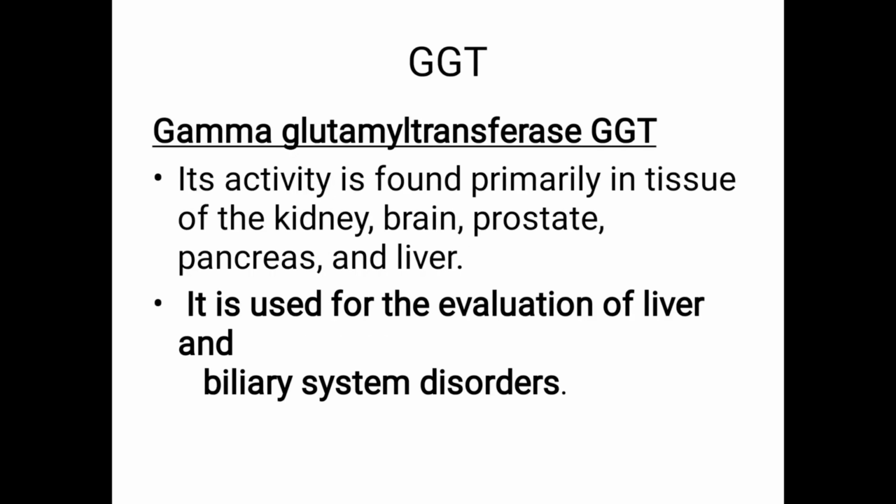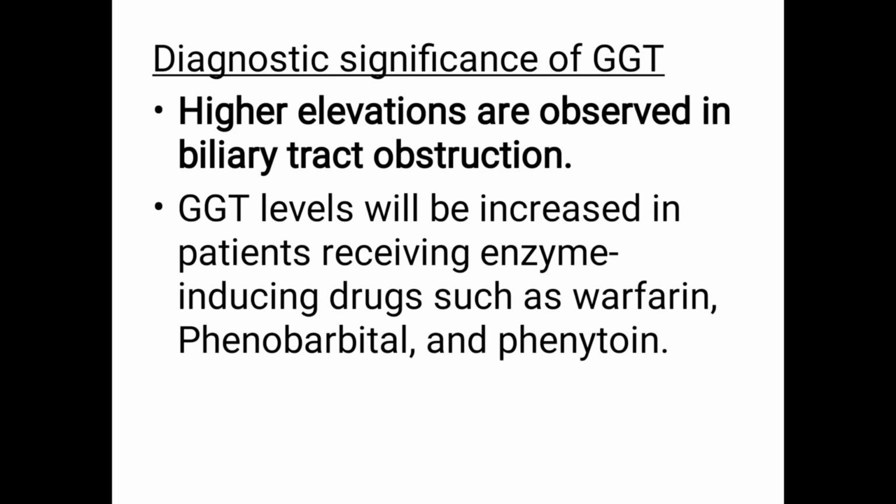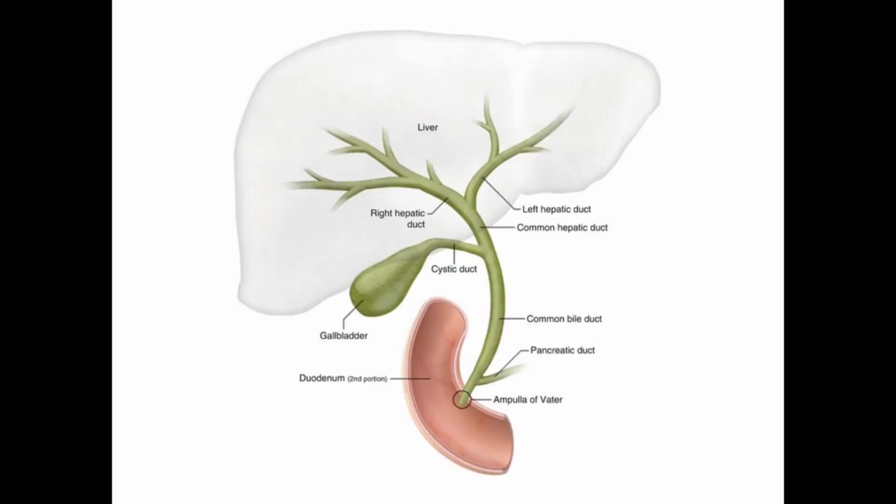Next is gamma glutamyl transferase, which is also connected to liver. Gamma glutamyl transferase, its activity is found primarily in the tissues of kidney, brain, prostate, pancreas and liver. It is used for the evaluation of liver and biliary system disorder. That's why I explained the biliary system, where the bile flows. Okay, so this diagram, no need to draw it at all.